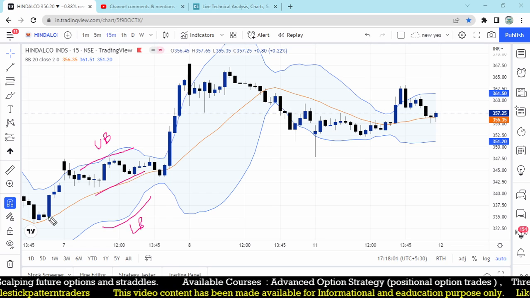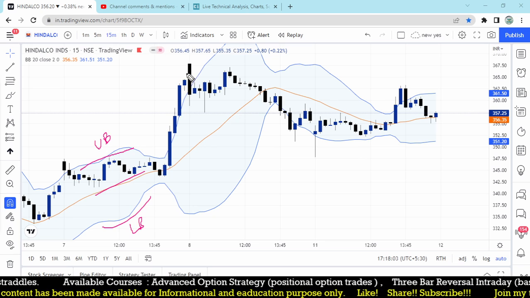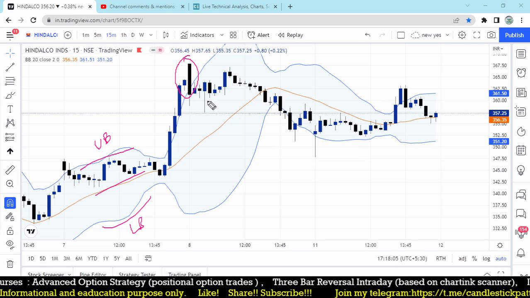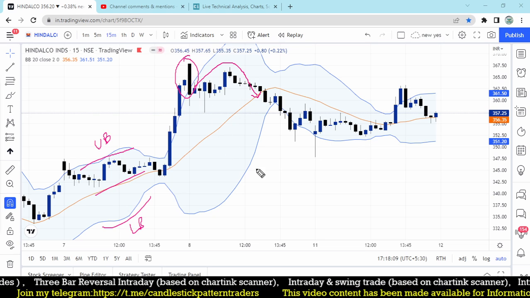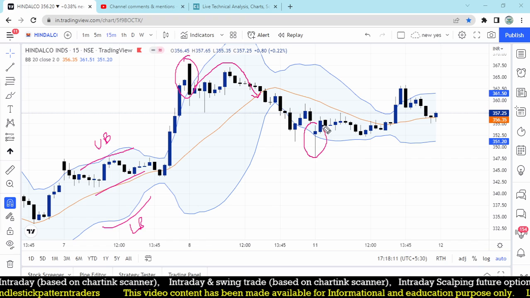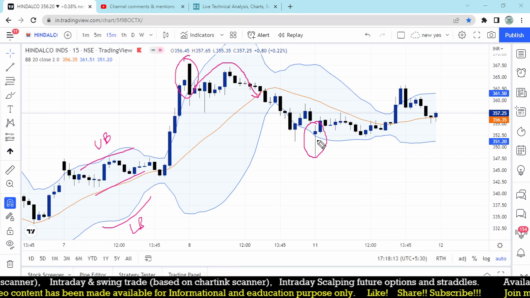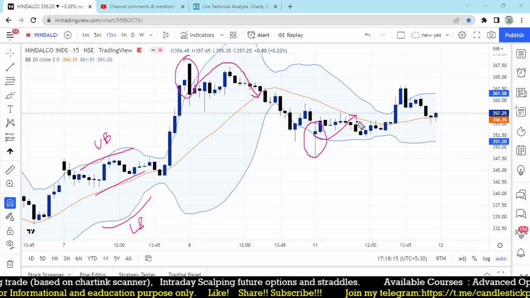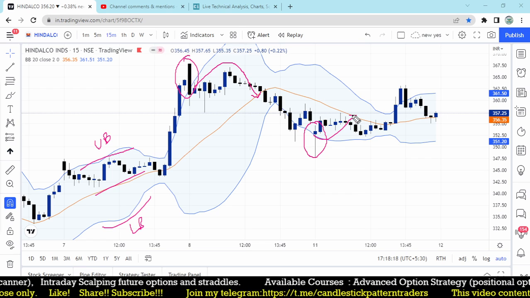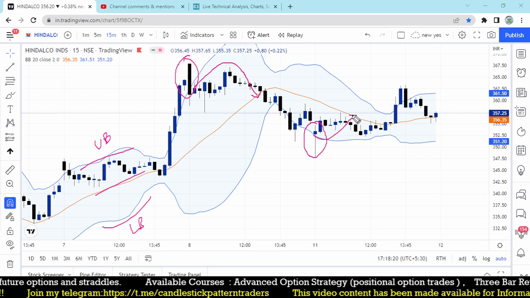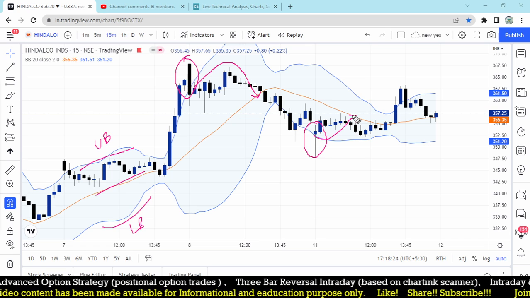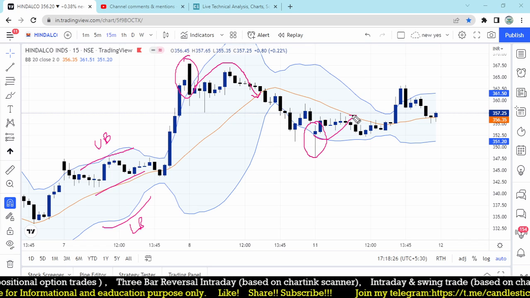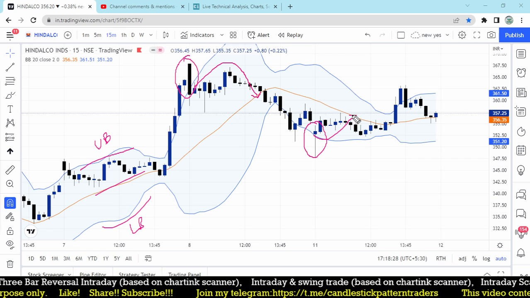Let's say when the market is traded above the upper Bollinger Band, there is a chance the stock retraces to the middle line. Sometimes if it is traded below the lower Bollinger Band, it may retrace to the middle line. This is the key concept, a small idea on which we create a scanner, and we have already created one.